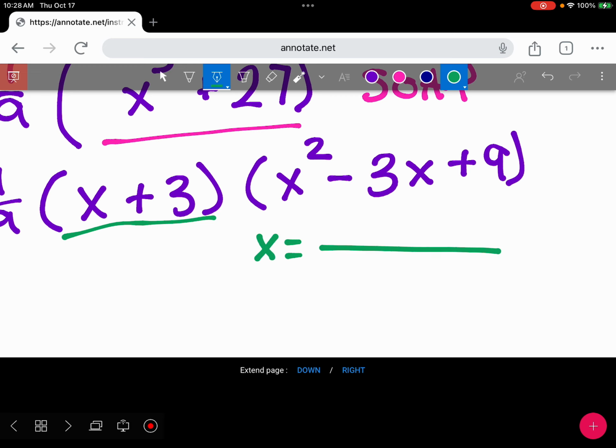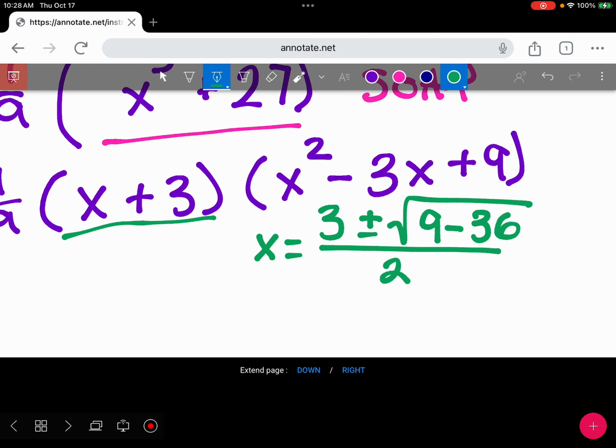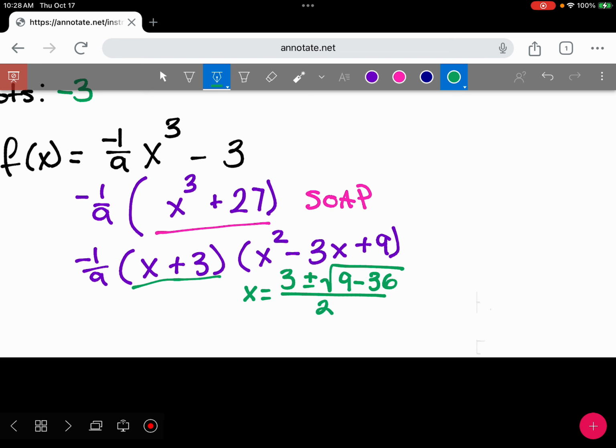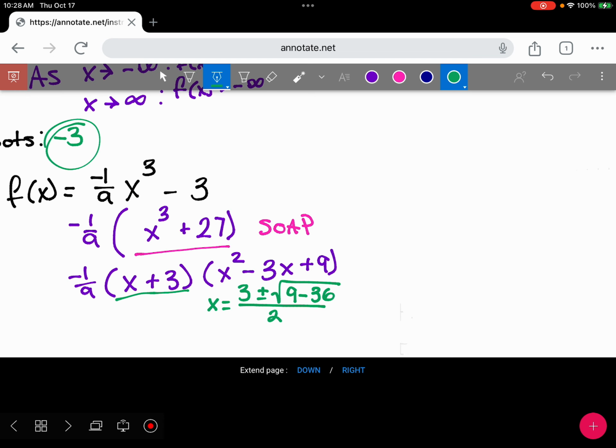X equals negative b, so 3, plus or minus the square root of b squared, 9, minus 4 times a times c, 4 times 1 times 9. Are we going to get a real root? No, we're not. Do we need a full explanation of what our imaginary root is? We're sketching, we don't need that. Our only real root is the negative 3.